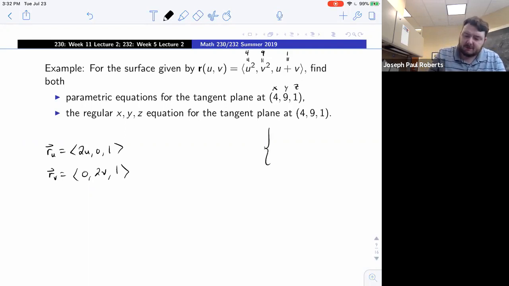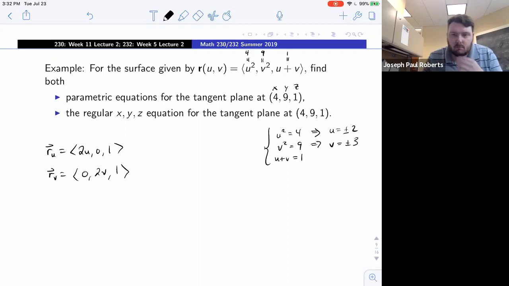And so essentially that's a system of equations that I need to deal with. And so presumably we will be able to solve this. If we can't, then I lied to you and that point isn't actually on the surface.